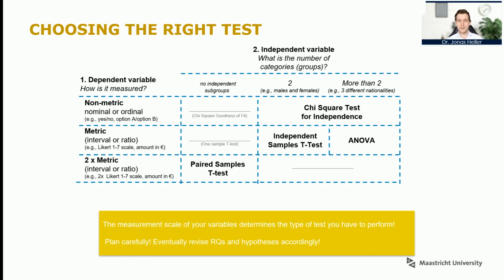Again, it is important for you to remember when you design your surveys and questionnaires that the measurement scale of your variables influences the type of test that you have to perform. You have to plan carefully and eventually revise your research questions and hypotheses accordingly before you start designing your questionnaire and before you start collecting the data. Because once you have collected the data, there is no going back anymore. You will then need to deal with the data that you have and analyze the data that you have to write your marketing research project.